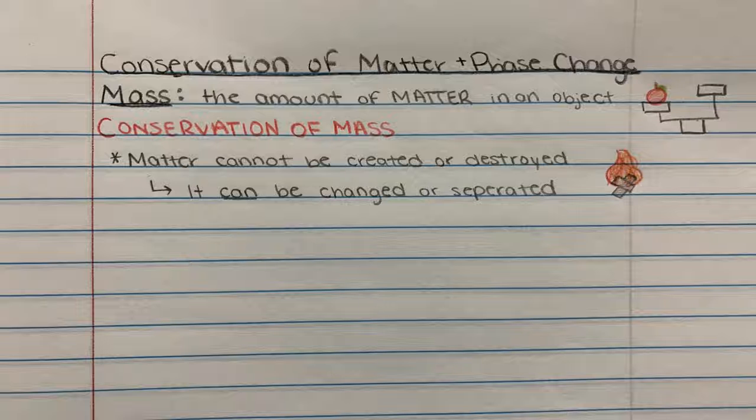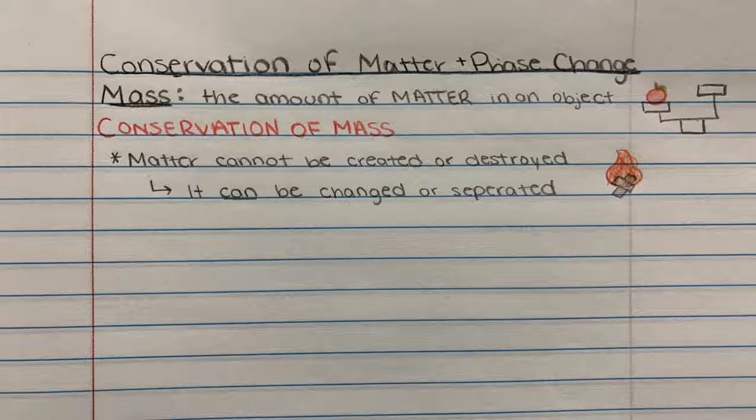When we're talking about the conservation of matter and phase change, we have to understand that mass is the amount of matter in any object, right? And we can see by my picture here that mass is measured with a scale. A lot of people can confuse mass and weight as the same idea, but what we really have to take a moment to understand is mass is the amount of stuff inside of something.